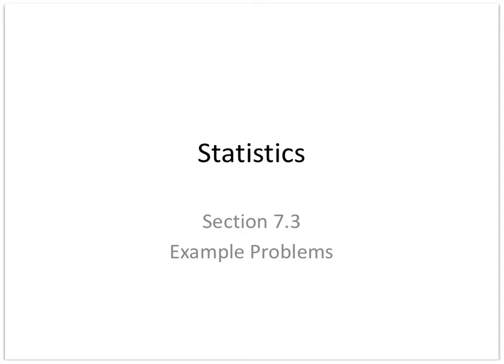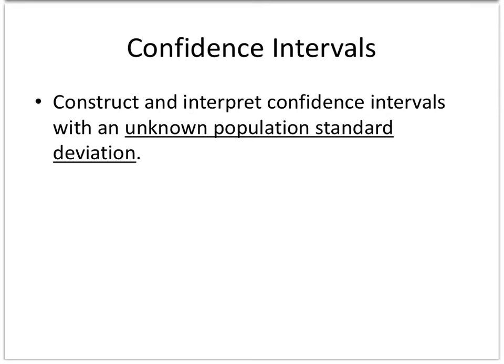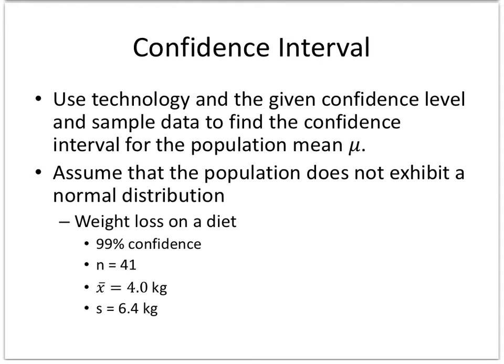All right, let's look at the interval where we have an unknown population standard deviation. This is the important part. If you do not know the population standard deviation, then you typically use a t-test. Use technology and the given confidence level and sample data to find the confidence interval for the population mean. So in other words, we want to find a low and a high point.